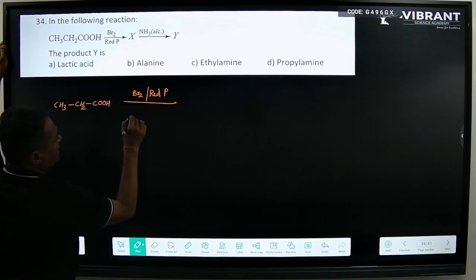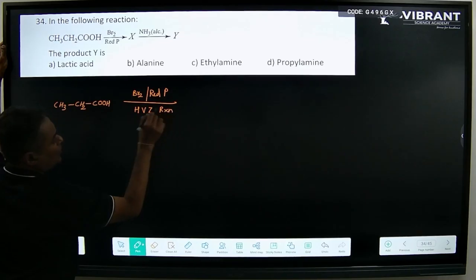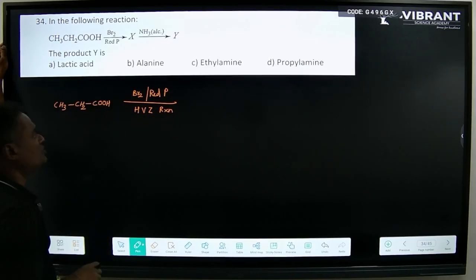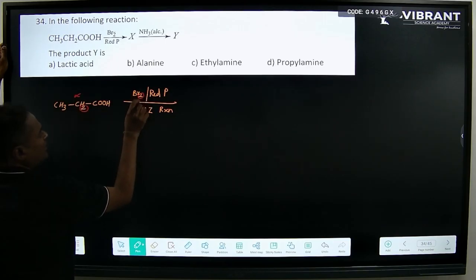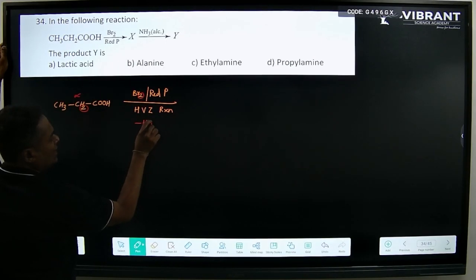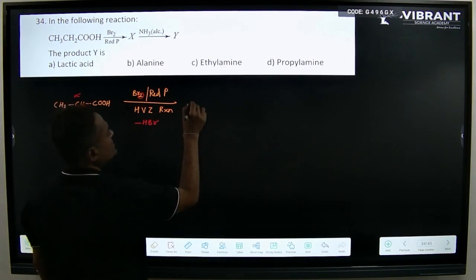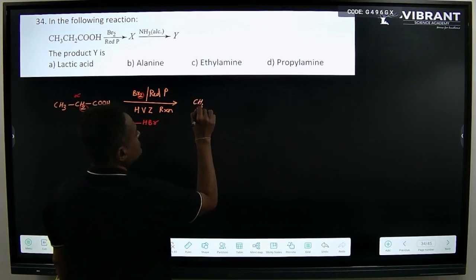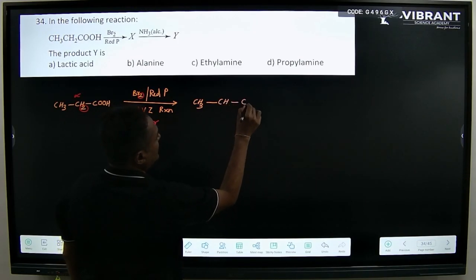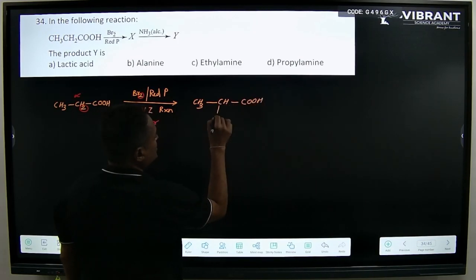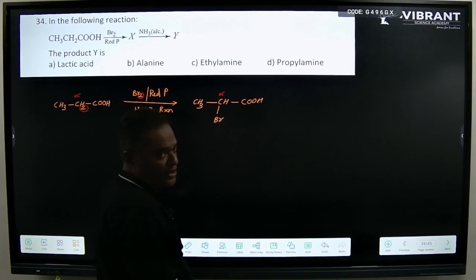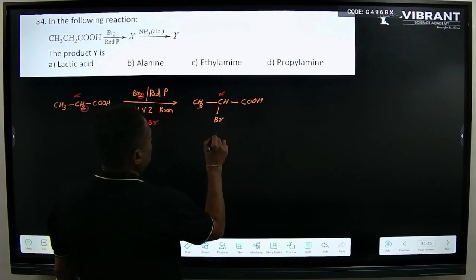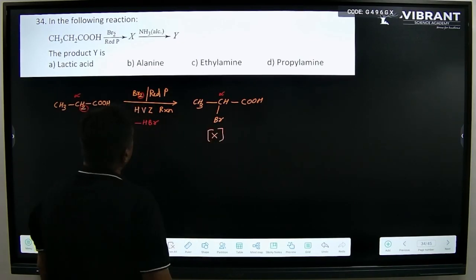Child, if you recollect, this reaction is known as HVZ reaction, which is known for halogenation at the alpha position. So you have this as the alpha carbon, from which one H will be lost and one Br will come in. So you will have HBr as a byproduct, and your product obtained would be CH3, CH, and acid, and on the alpha position you will have Br. So this is nothing but alpha bromo propionic acid. Now, this is my compound X. Let us take the next step.